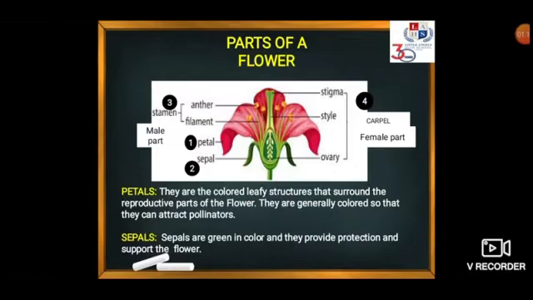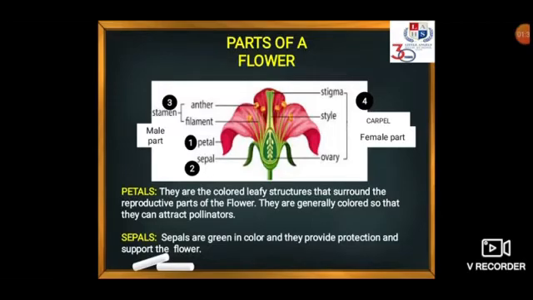Petals. They are the colored leafy structures that surround the reproductive parts of the flower. They are generally colored so that they can attract pollinators. Now, what are pollinators? Pollinators are those animals and birds which help in the process of pollination. Now, what is pollination? We will be discussing pollination in this session.